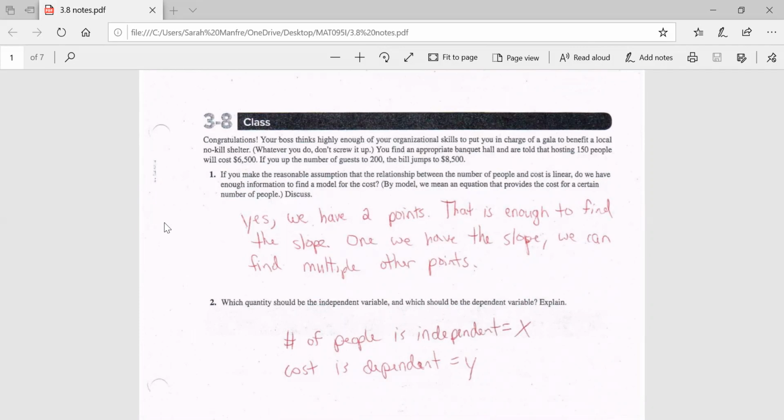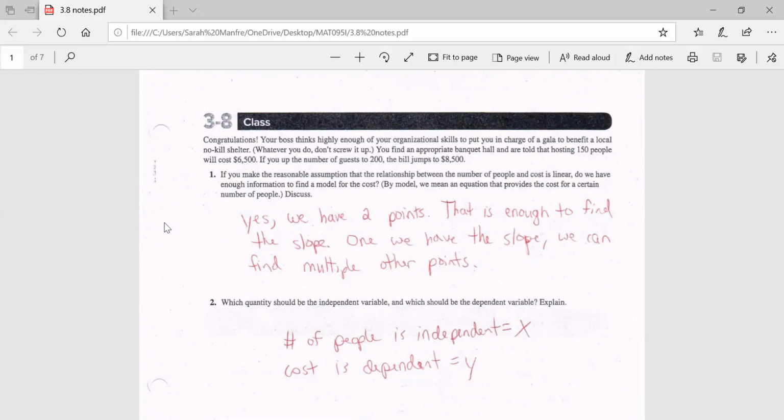Okay, so let's think about what do we have right here. We're being told 2 different amounts of money given the number of people. If there's 150 people, it costs $6,500, and if there's 200 people, it costs $8,500. Okay, so try and think, what is that going to represent? All right, so let's move on.